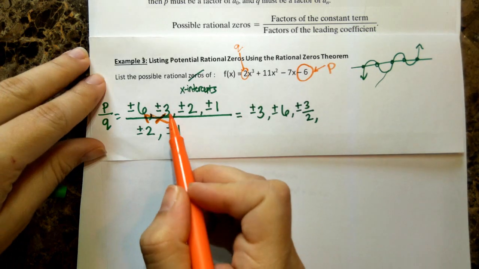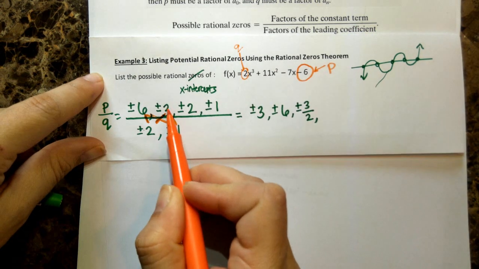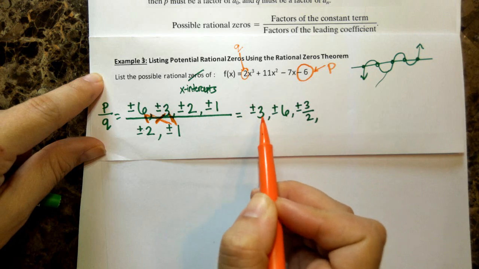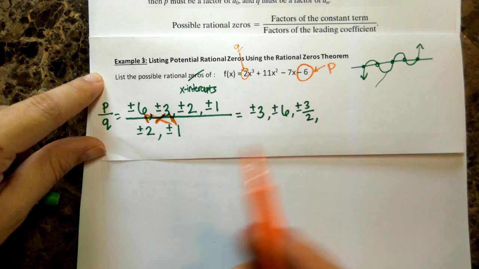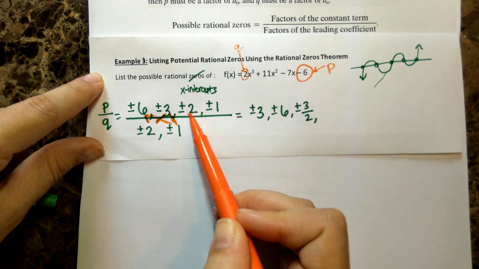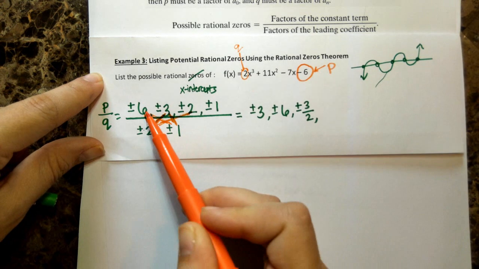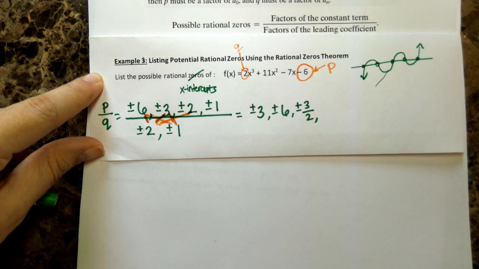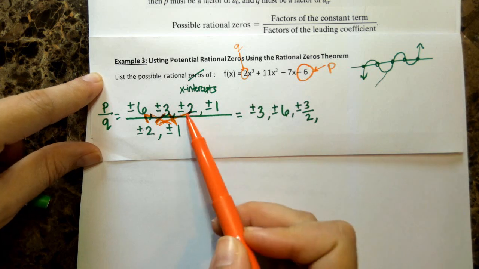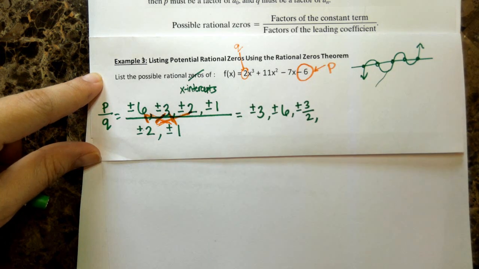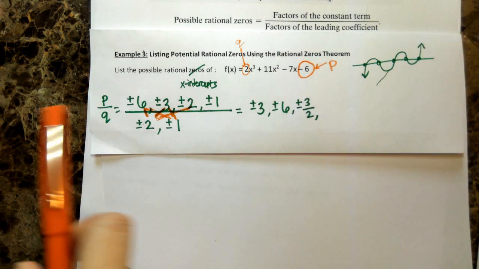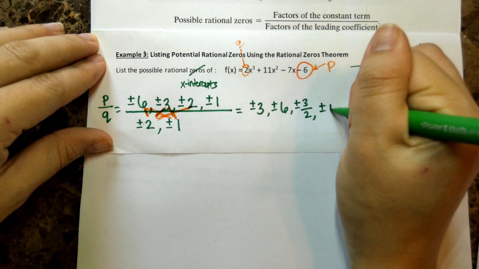Then we have 3 divided by 1. Well, 3 divided by 1 is 3. It's already on my list, so I don't have to rewrite it again. Let's move on to 2 divided by 2. See how I'm just making the list of all the possible combinations I can get from this. So 2 divided by 2 is 1 whole, so I'm going to put plus or minus 1.